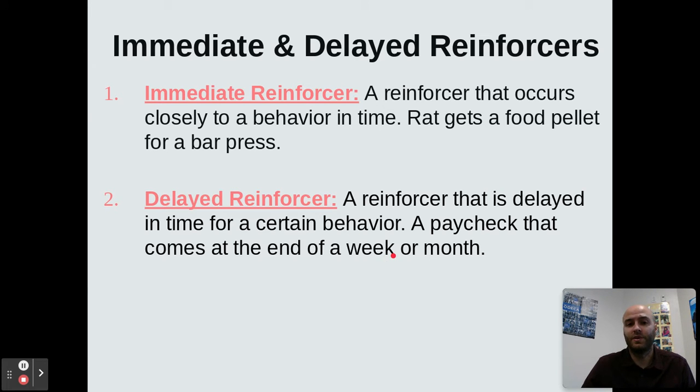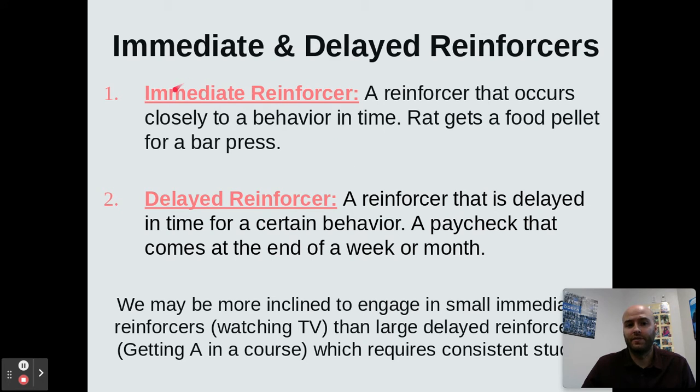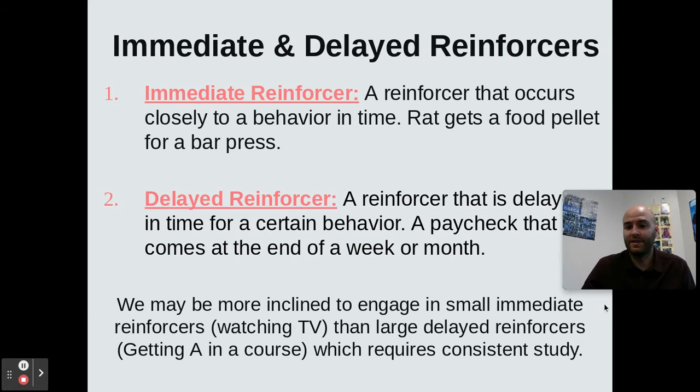Okay? In today's world, humans love immediate reinforcers. We're way more inclined to engage in small, immediate things than large, delayed reinforcement, which requires consistent study, right? Or effort. We want things right away, especially in today's day and age. Immediate gratification is what people are looking for. But there's also that delayed gratification or delayed reinforcer that oftentimes requires more effort, but can be a bigger payoff.